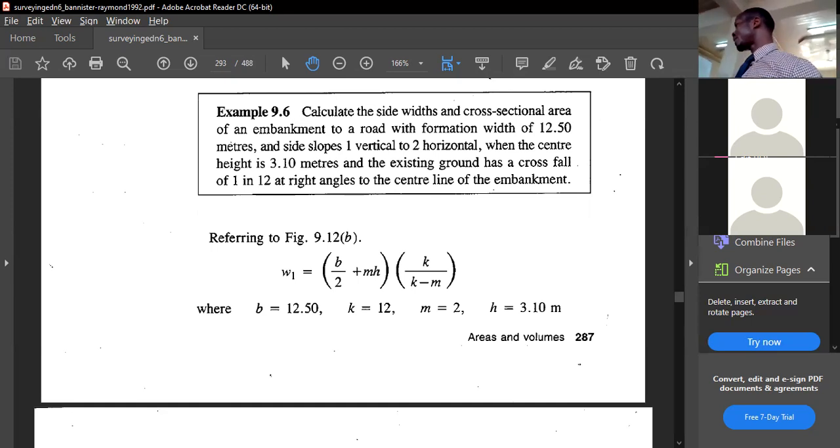Okay, but we can just pick out, isn't it? Calculate the side widths. We have the formula, isn't it? Side widths. Right. And then, what is this one? What did I say C is? Cross-sectional area of embankment.